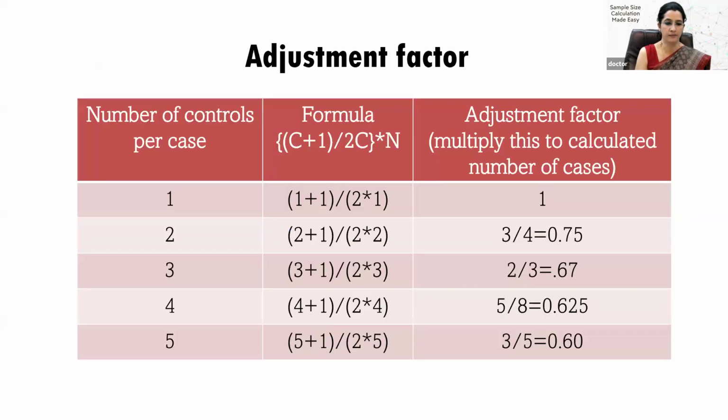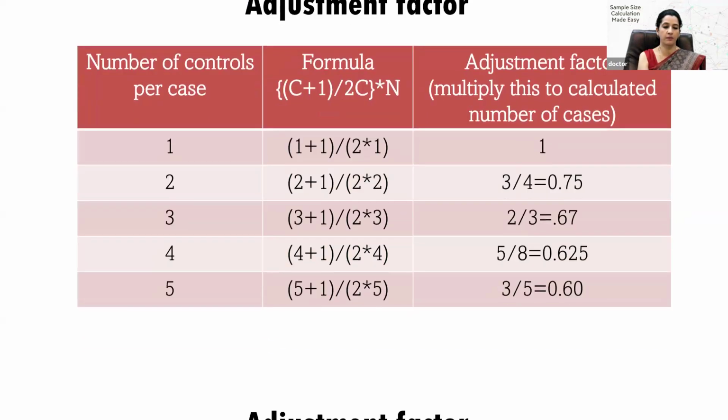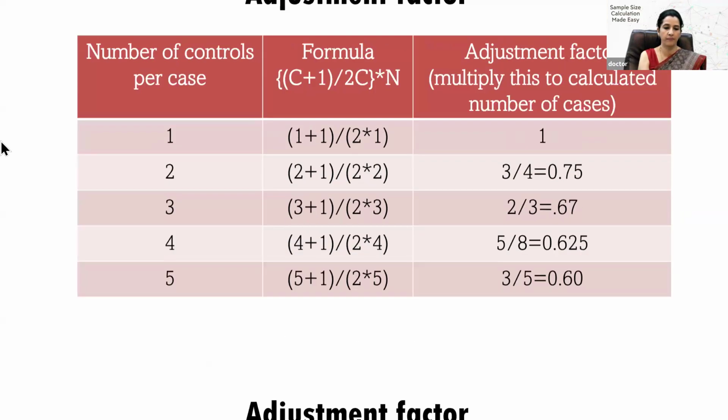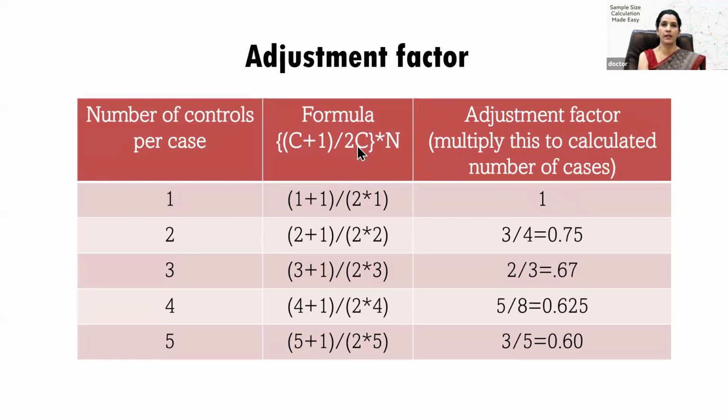How? We'll see this. So here we are calculating the adjustment factor. If you are taking 1:1 control, then the number of controls will be 1. So how do we calculate this adjustment factor by which you have to multiply? So 1 plus 1 divided by 2 into 1, it will be 1. So you have to multiply this by the number of cases which you have calculated earlier to reduce the number of cases.